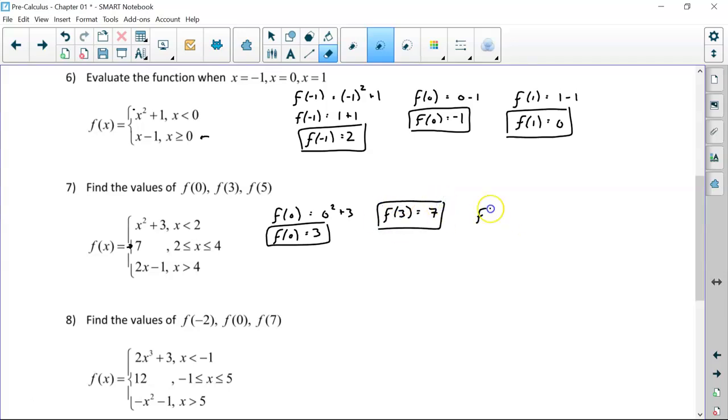And then for f of 5, well, x is greater than 4, 5 is greater than 4, so we're going to use the last equation. So it's going to be 2 times 5 minus 1. So it's 10 minus 1, so f of 5 equals 9.